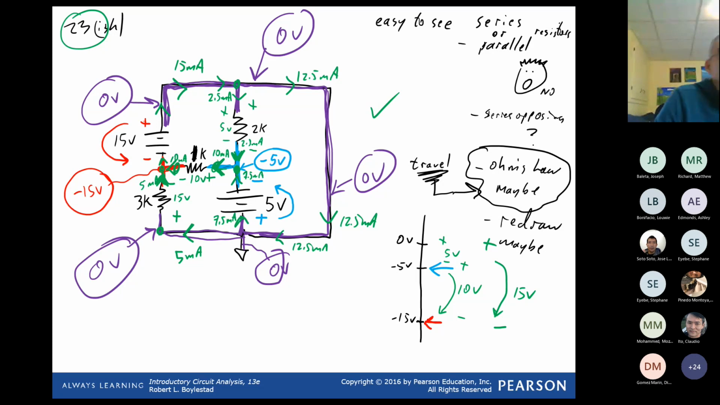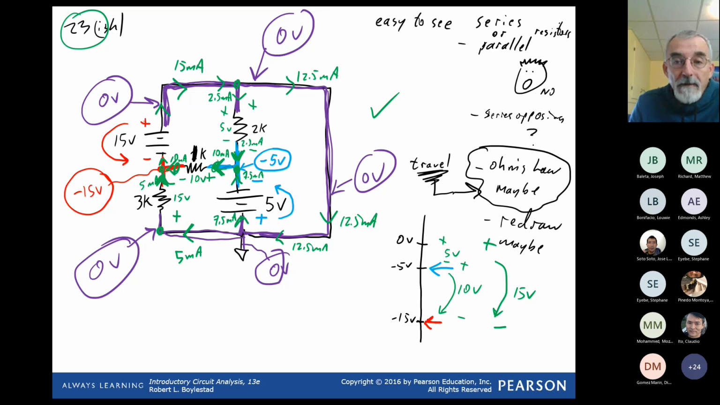The answer is in the back of the book for 23. Did you get the correct answer? I think I got the correct answer, but using a different approach. Yes. Yeah. There are many different approaches and different orders of doing it, and we could have tried to redraw it as well, but that is what we're doing.